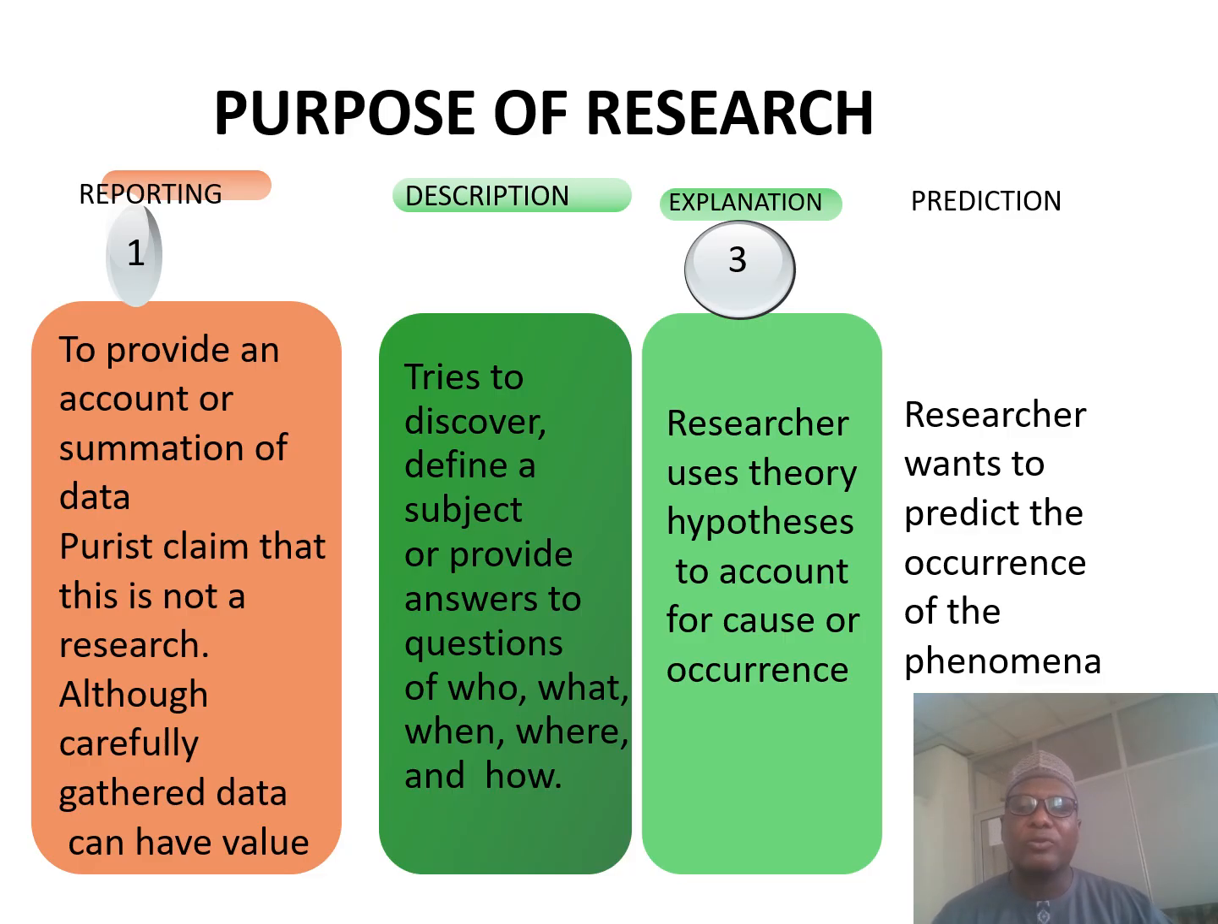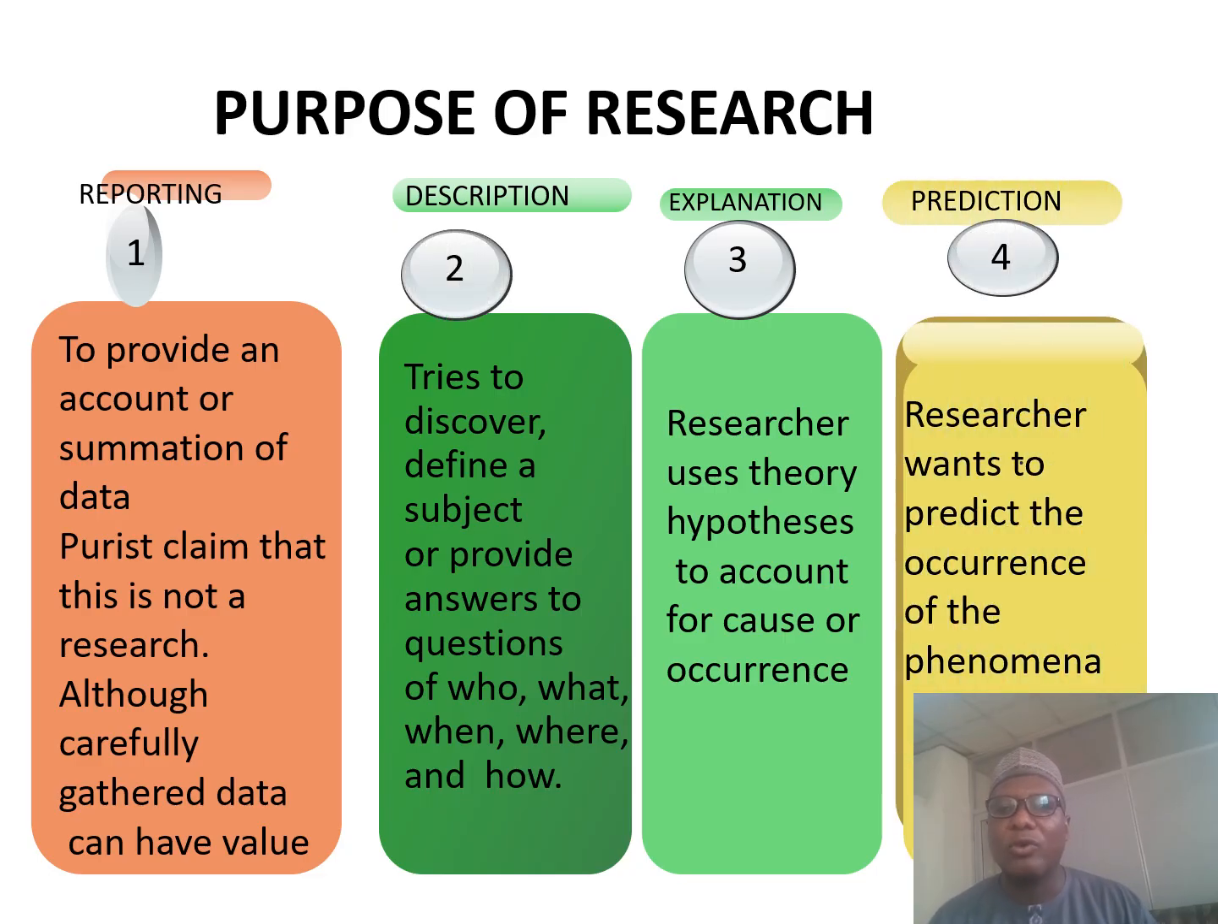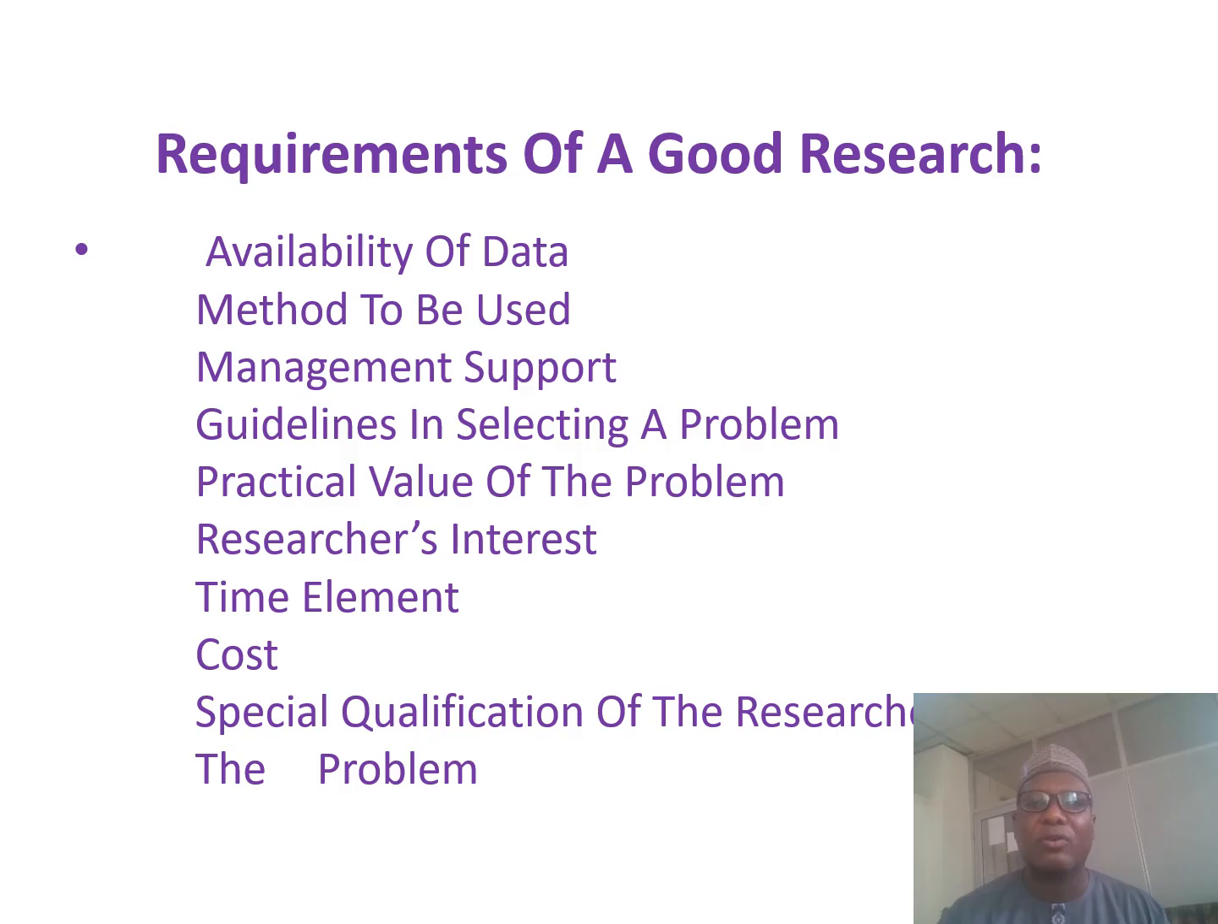Another purpose of research is explanation. Researchers use theory and hypotheses to account for cause or occurrence. And then predictions: the researcher wants to predict the occurrence of the phenomena, what is happening in the phenomena. So these are basically some of the purposes of research and why researchers conduct research.